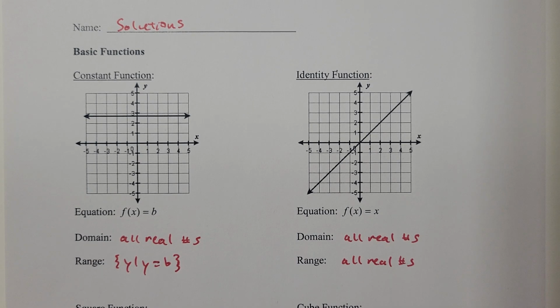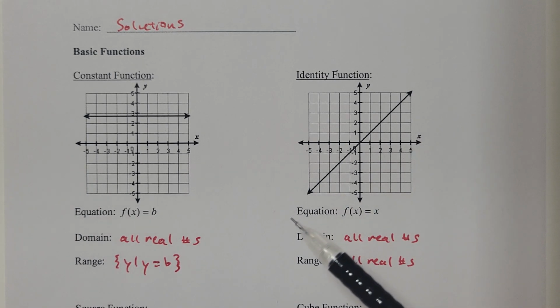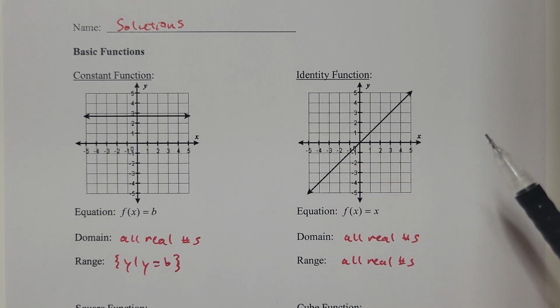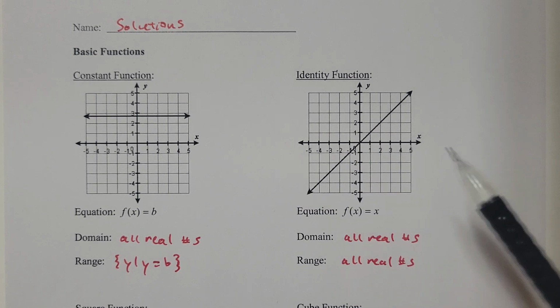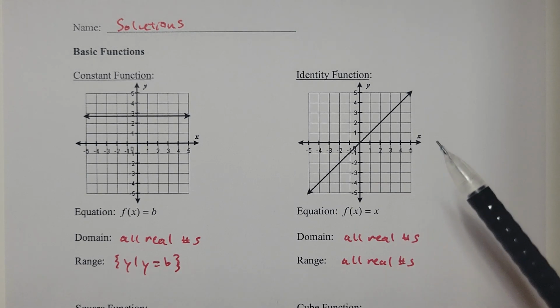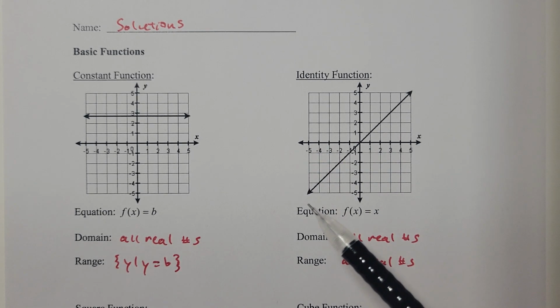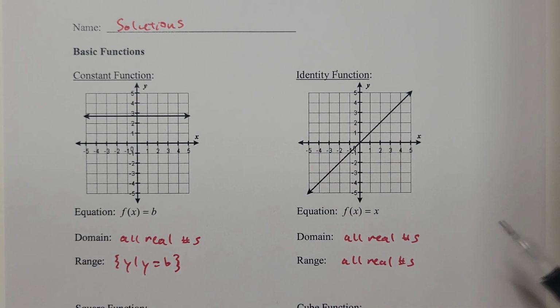And the domain is all real numbers. So I can let x be anything I want here. Again, the arrows indicate that you're heading outward in both directions. You're going to cover the entire x-axis. So it's not going to matter where you're at on the x-axis. If you look above or below, you're going to be on the curve. So it's all real numbers for the domain.